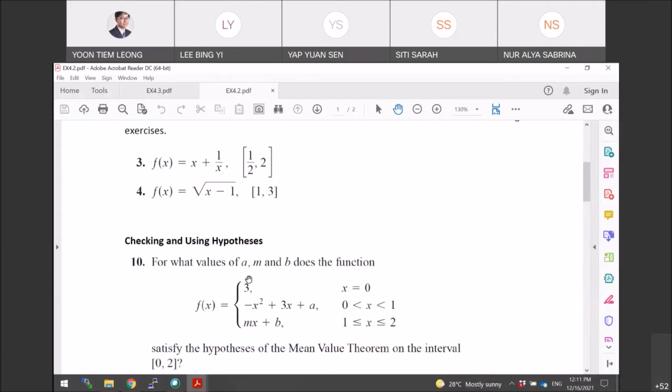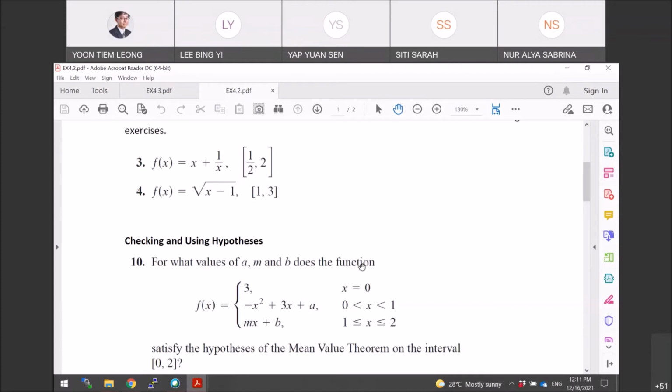Then another equation will be the requirement that the function is continuous at x equals 1, differentiable at x equals 1, and the function at x equals 0 is equal to 3. So this will allow you to write down 3 equations, and 3 equations would then allow you to solve for a, b, and m. So that is how you solve these questions. Okay, so that is it. Applications of the mean value theorem.